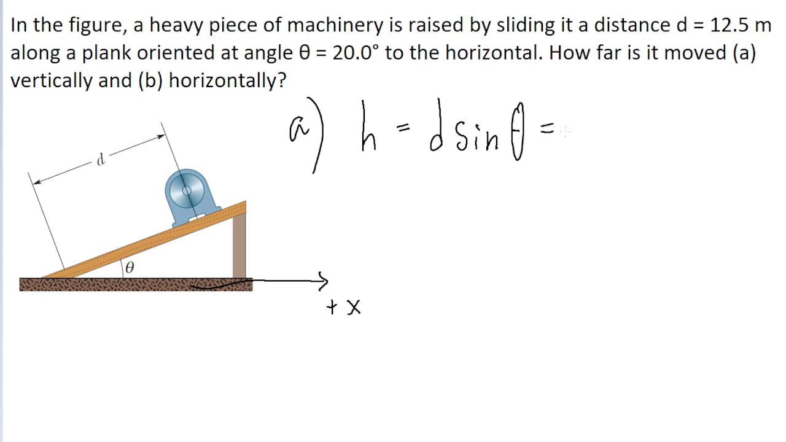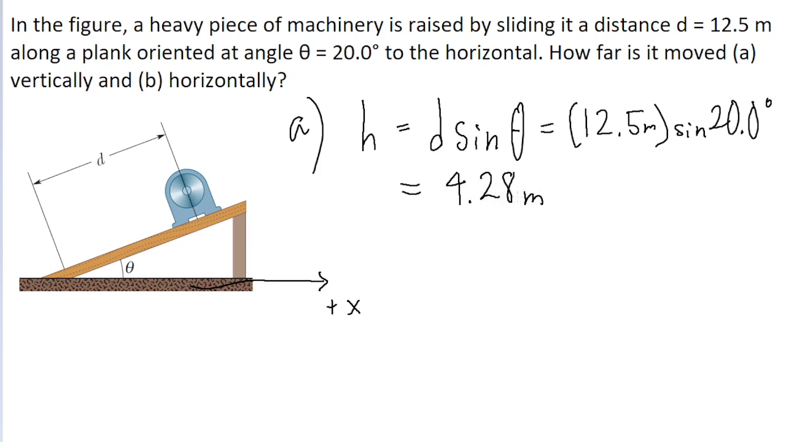So for this problem, we're told that the machine has moved a total distance of 12.5 meters. So 12.5 meters is our d, multiplied by the sine of theta, which is 20 degrees. If you put this into a calculator, and remember to keep your calculator in degrees mode, then we find a vertical displacement, or a height, of about 4.28 meters.